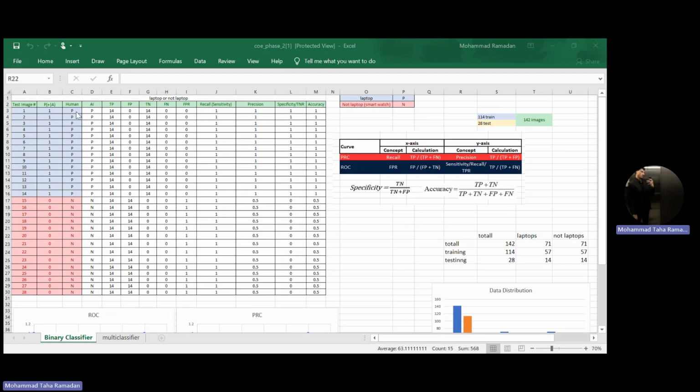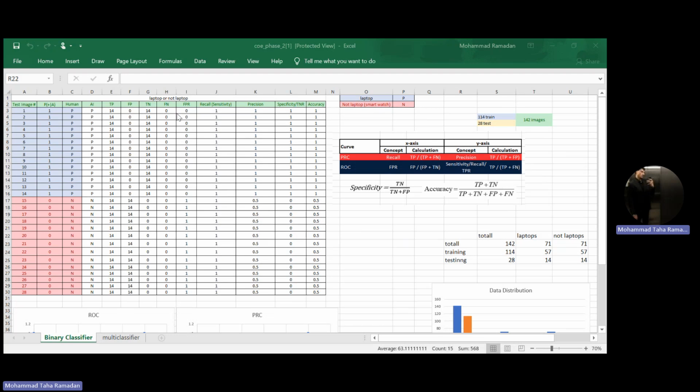Based on the comparison, we computed key metrics using standard binary classification terms. TP, which stands for true positives, is when both the human and the AI agreed it was a laptop. TN, true negatives, is when both agreed it was not a laptop. FP, false positive, is when the AI wrongly said it's a laptop while it's not. FN, false negative, which is this one, is when the AI missed a laptop.